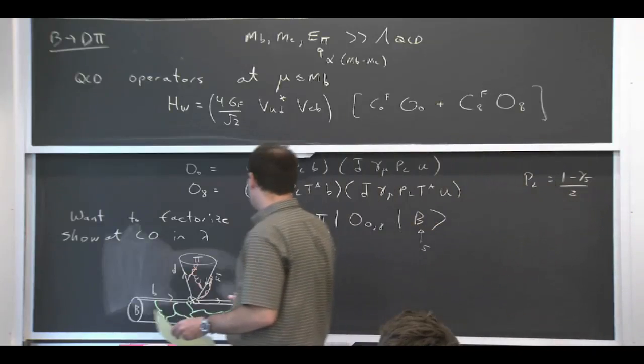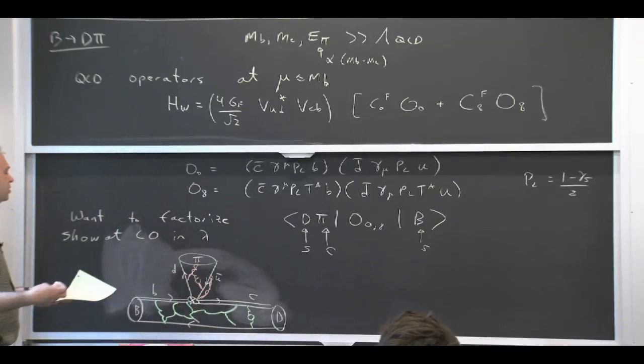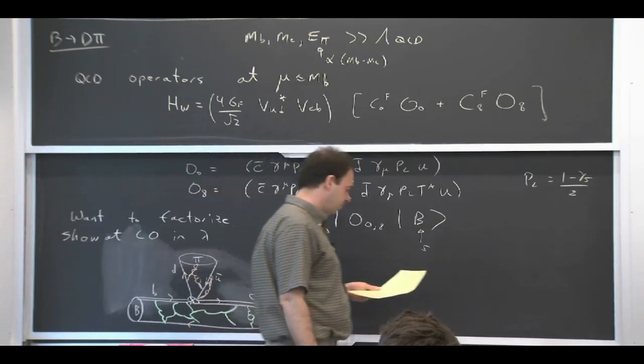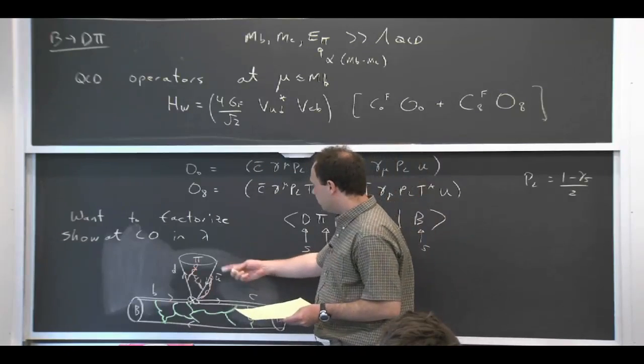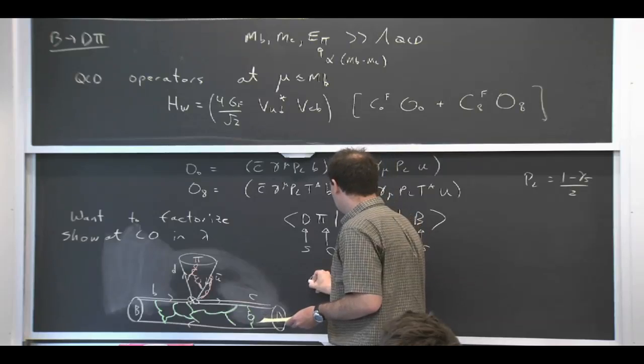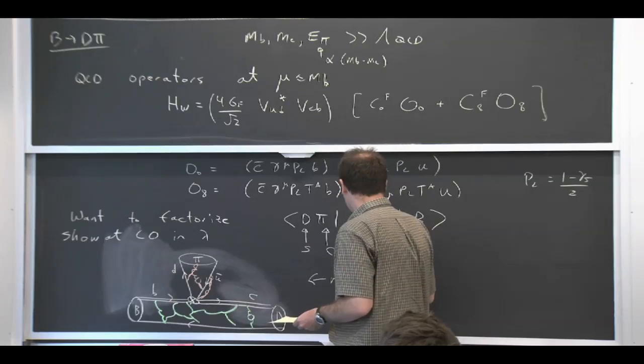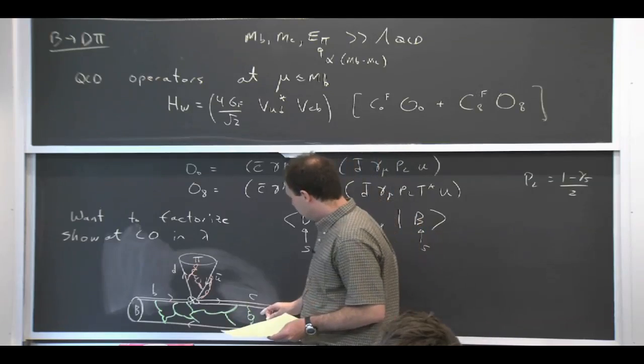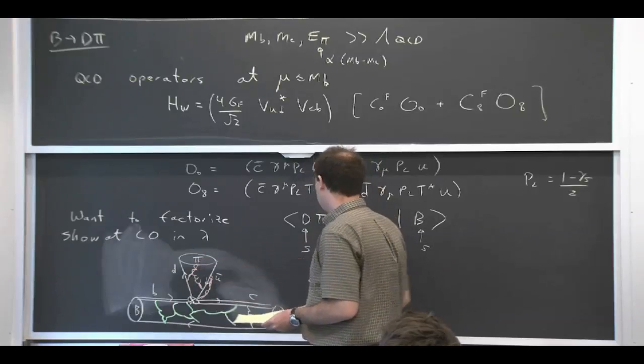But exactly what happens at this vertex, what kind of convolutions there are, that we have to work out. All right, so what factorization in this context means is that there are no gluons that are directly exchanged between the B to D part and the pion part.